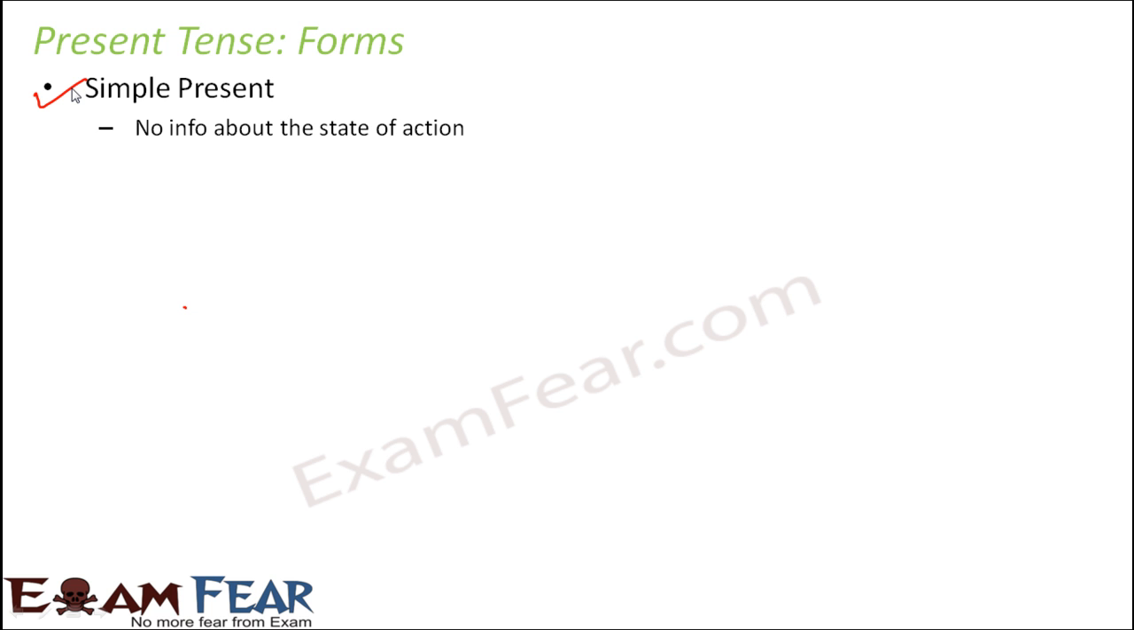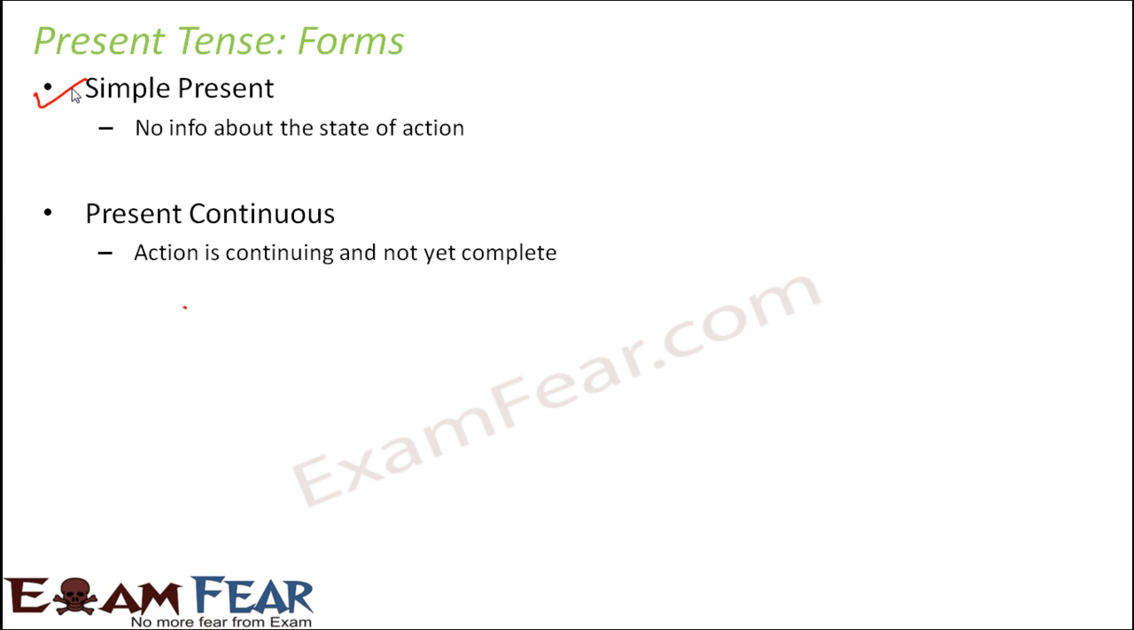So it's simple present. The second form is present continuous. Continuous means something that is continuing. Very easy to remember. Continuous means continuing. So it is happening right now. Now, if something is happening right now, that obviously means that it is not yet complete, right? So that's present continuous. The third form is present perfect. Here, the action has been completed perfectly. That's how you can remember it. Completed perfectly just now, that's present perfect.